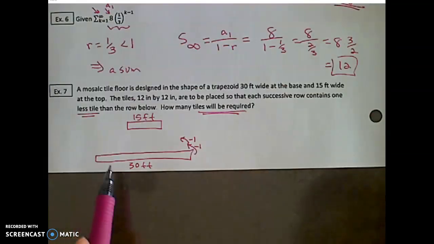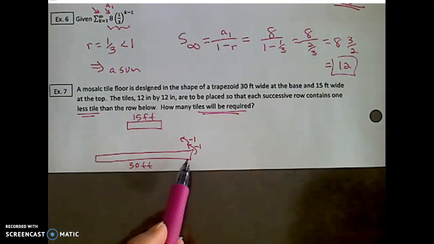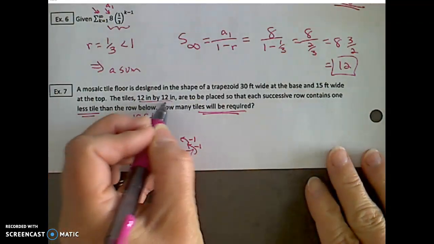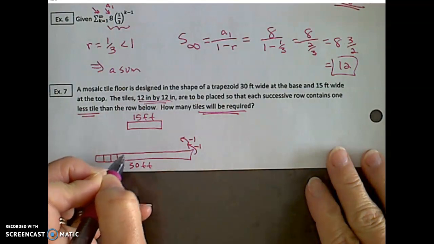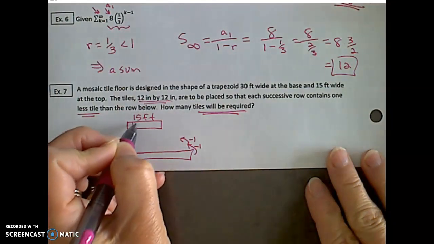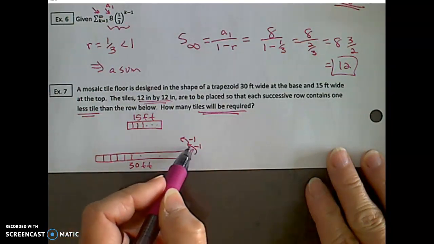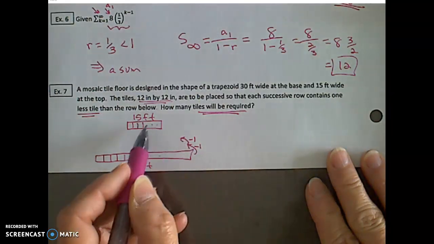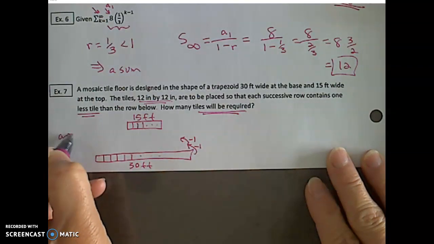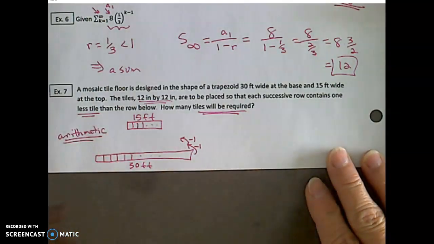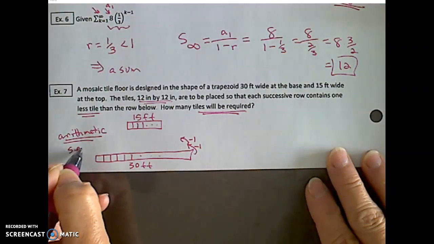Okay, if you set up a picture here, we have 30 tiles in the first row, or 30 feet wide, I should say, in the first row, 15 feet wide in that last row, but they are 12-inch by 12-inch tiles. So there are 30 of them here and 15 of them here. If you notice, since I'm subtracting 1 tile from each row, this is actually an arithmetic sequence. So we have to work in the next couple of days to recognize what's what.